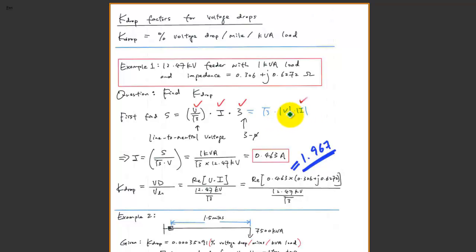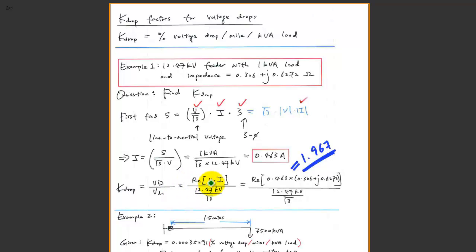To reorganize this a little bit and determine the current, because we don't know the current, the current will be equal to the complex power divided by square root of 3 times V. We know the voltage and the complex power, so the current can be obtained directly from this calculation, which is 0.463 amp. So now we have voltage and current, and to find the K drop will be simply the voltage drop divided by the line to neutral voltage, which is the phase voltage.